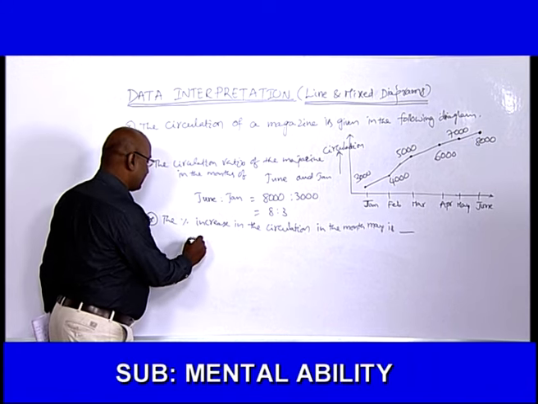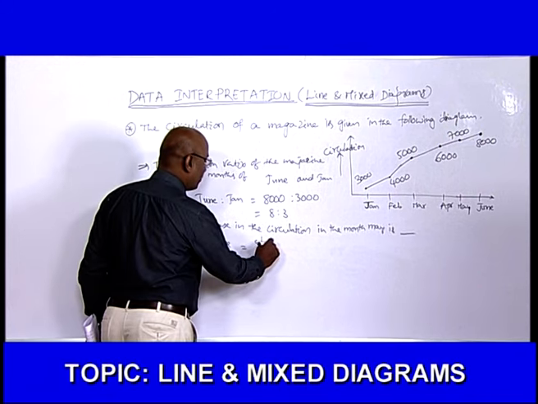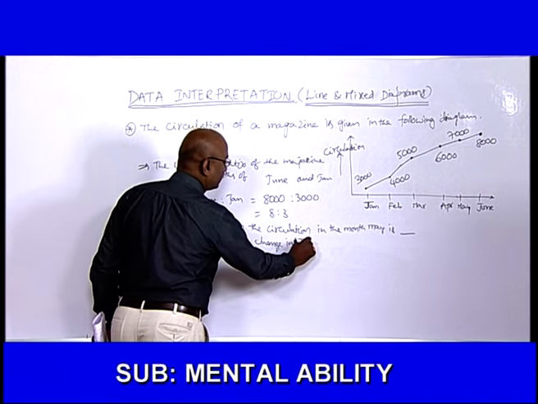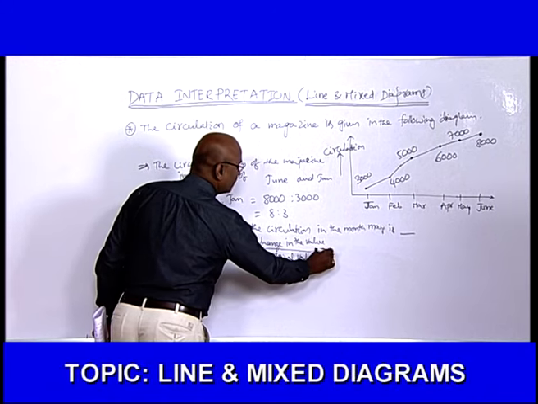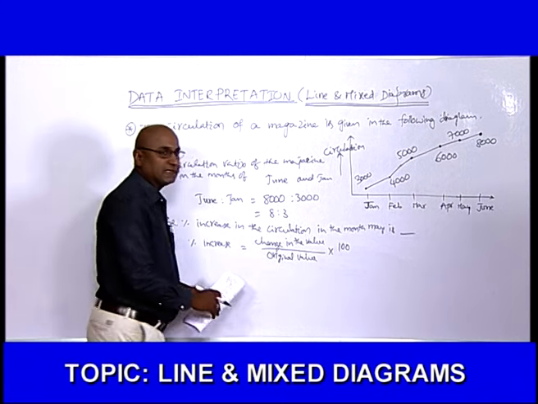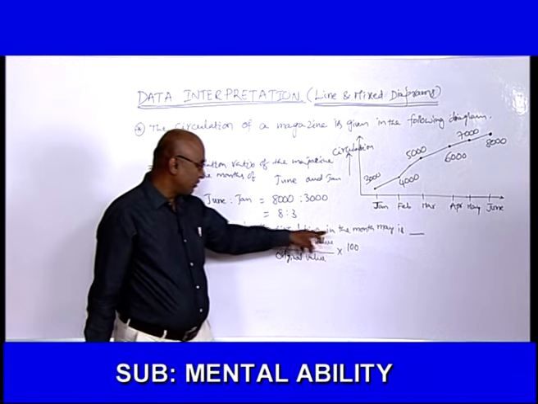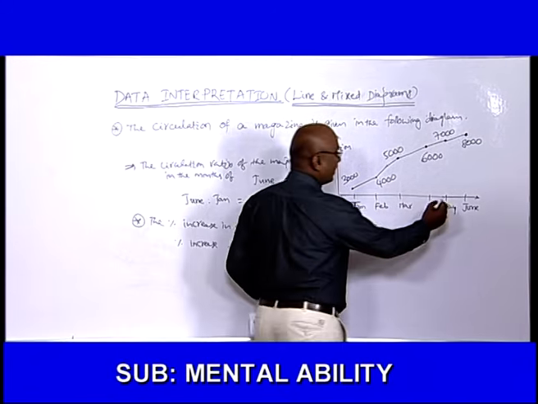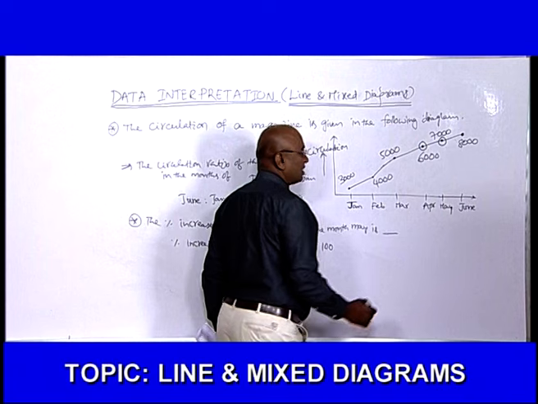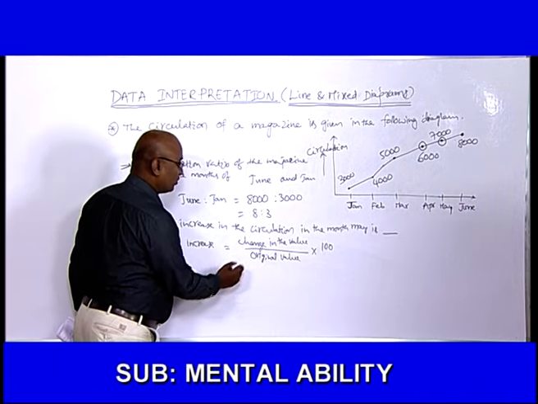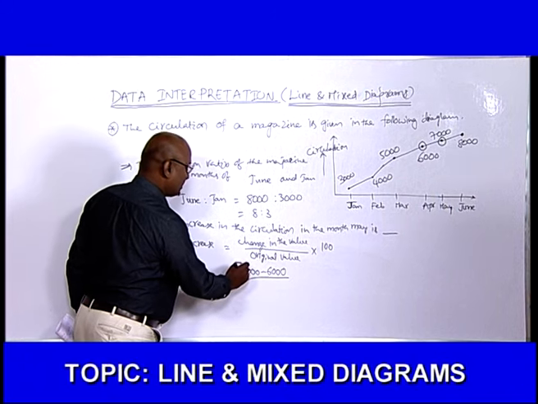So percent increase or decrease, as you saw in the previous cases, is change in the value by original value into 100. What is the change in value? It is the difference between the present month and previous month, or the present value and the previous value. Here he has been asking the question with respect to May. So in the month of May, what is the circulation? It is 7000. And what is the previous circulation? It is 6000. So percent increase is equal to 7000 minus 6000 by initial value or original value.